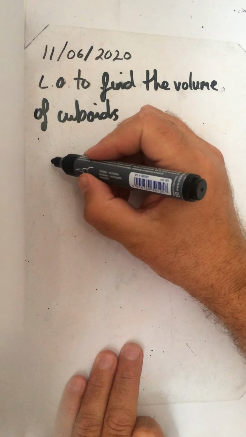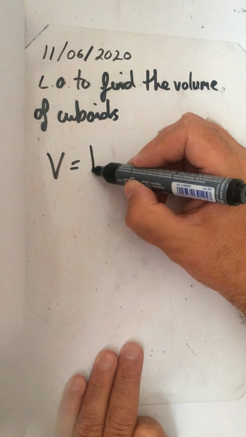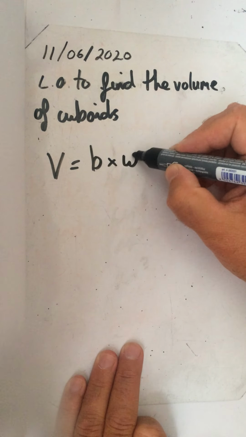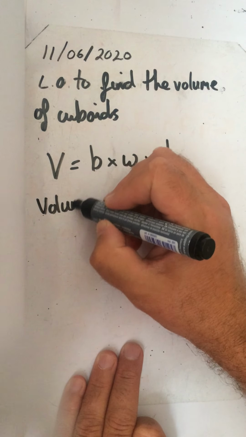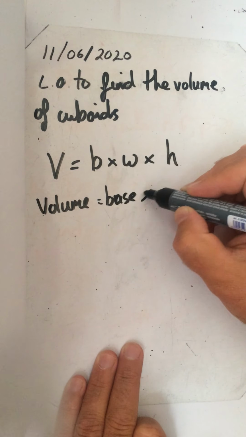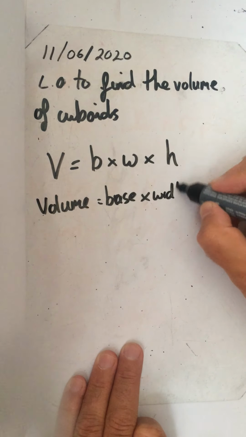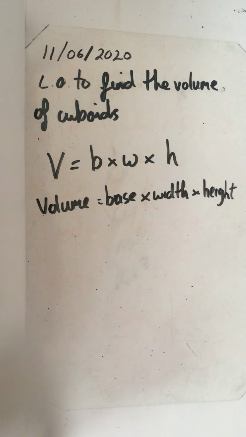Okay, so the formula, and write this down please: volume equals the base times the width times the height. Okay, so then you can write that underneath as well, please. Volume equals base times width times height. Make sure you write both of those into your book, please. Pause the video while you're doing that, and then we'll carry on with the lesson.